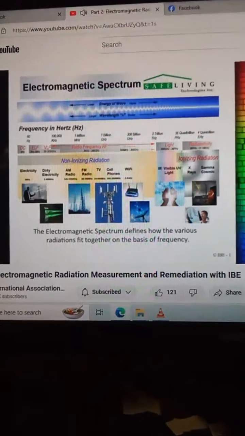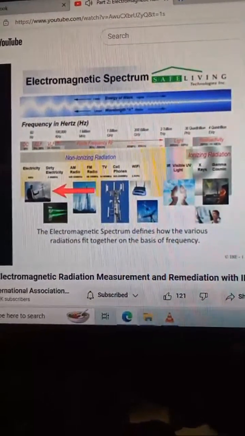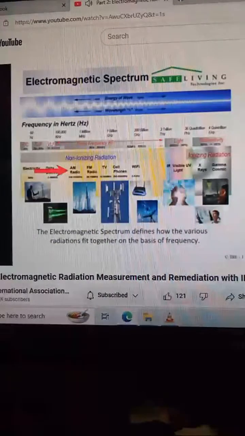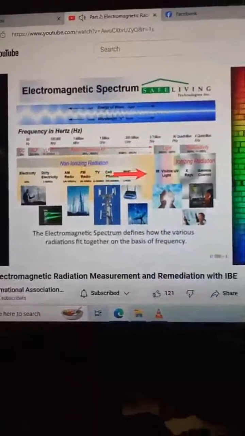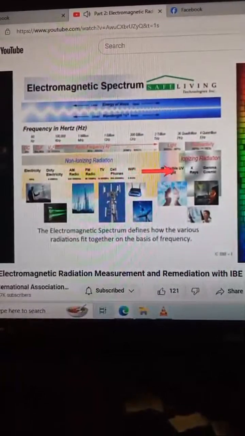We begin with power system radiation. You can see the electrical transmission line shown in this picture. And we move on to AM radio, which is the next in frequency range, FM radio and TV. Finally, we get into the range of cell phones, and then further on up in the spectrum is Wi-Fi. We move into the light spectrum, beginning with infrared radiation, and then visible light, and then ultraviolet.